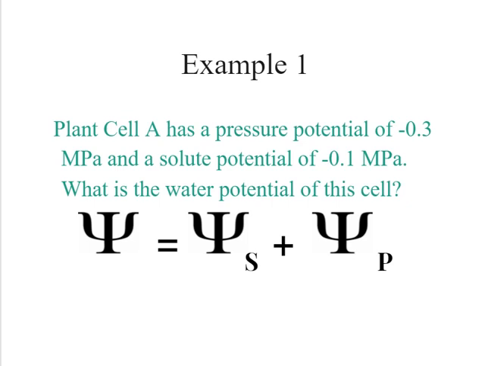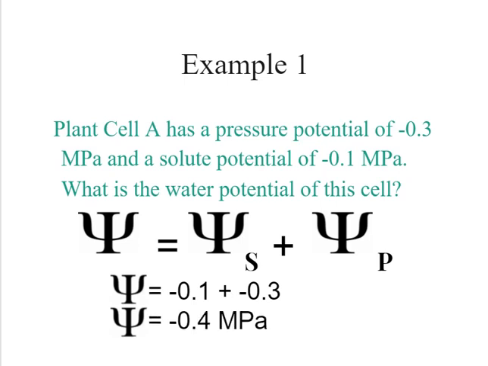It's got a pressure of negative 0.3 and a solute potential of negative 0.1. So what's the water potential? I'm solving for this, which means I'm going to add my two other numbers. Here's my solute, negative 0.1. Here's my pressure, negative 0.3. I'm going to add them together. And what do I get? Negative 0.4. Boom, that's the water potential. Easy, right?